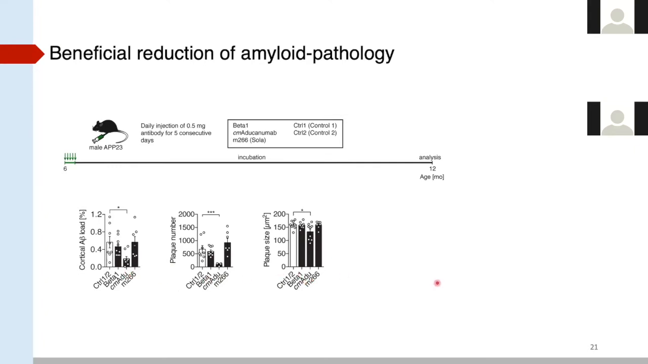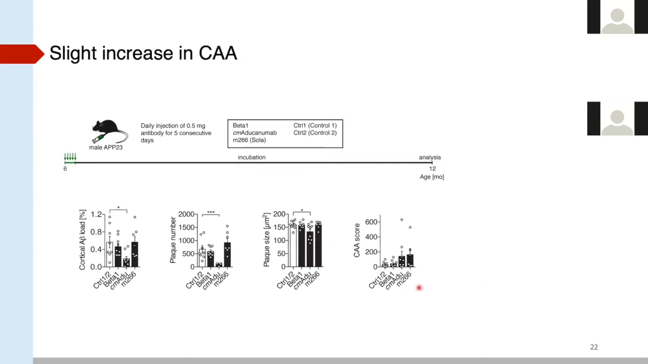Some of you might have heard of a major and severe side effect of amyloid beta immunotherapy for AD, the so-called amyloid-related imaging abnormalities. One of these abnormalities is cerebral amyloid angiopathy, and this is what we then quantified in our animals to see if this would also appear in our treatment. You can see that we actually see an increase in CAA score for ADO and M266 animals, but this increase is not very pronounced except for these two outlier mice. So we were not very concerned about this.